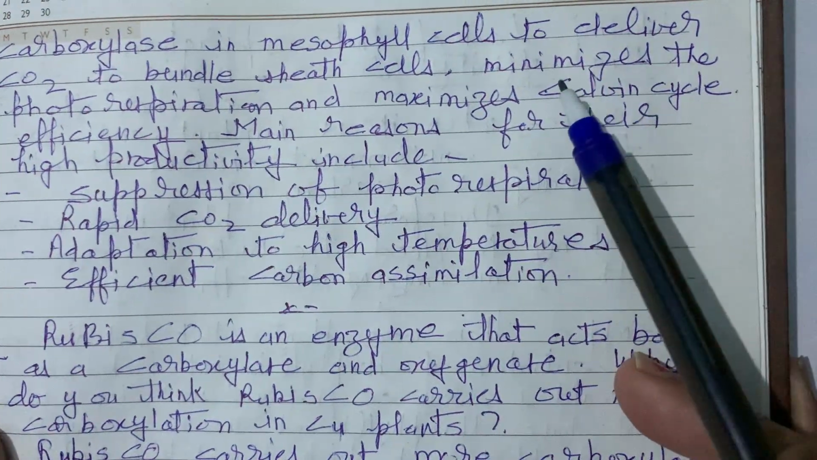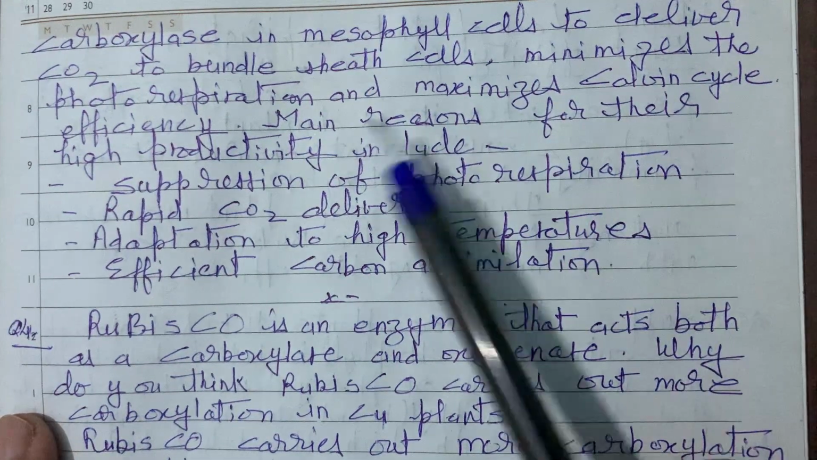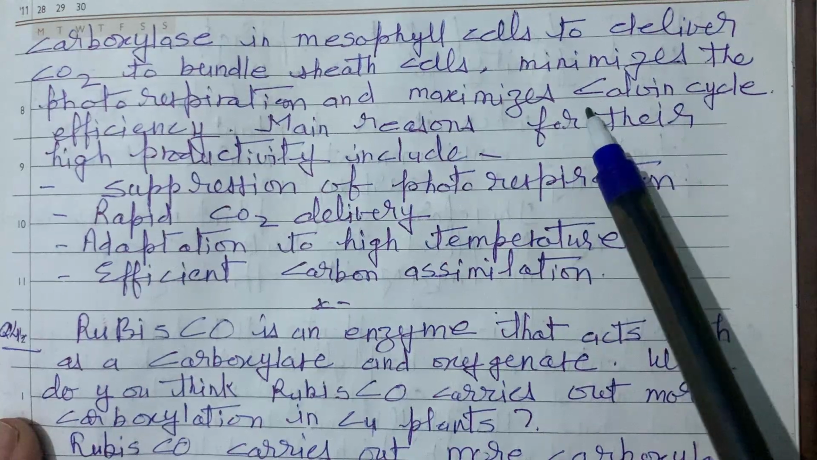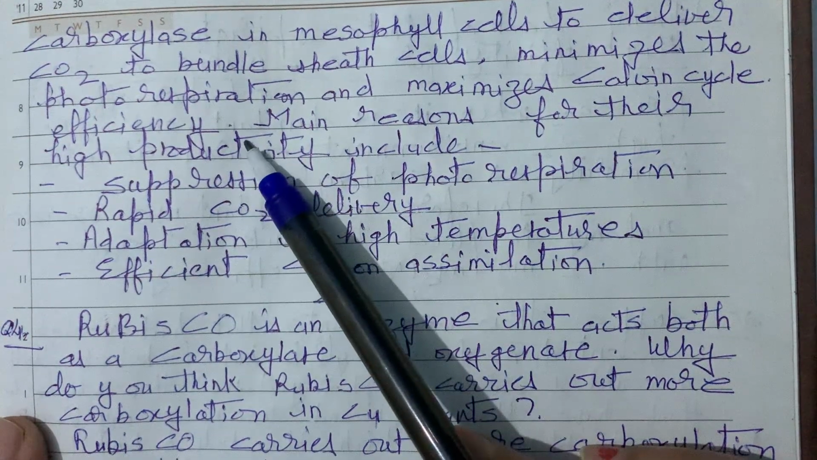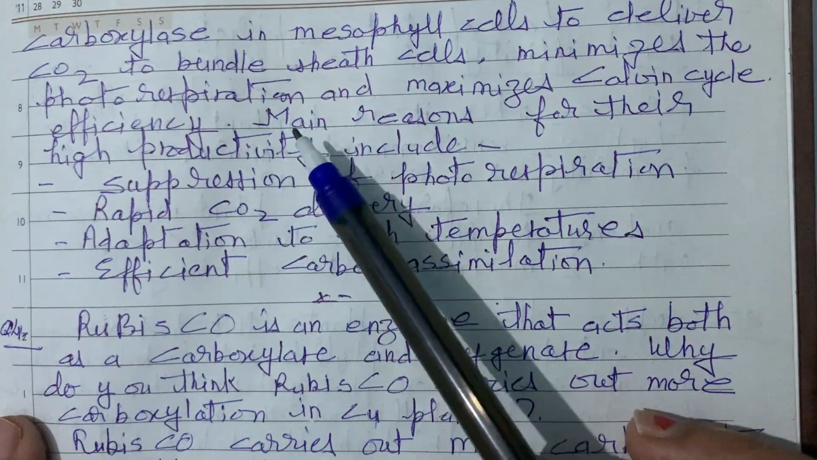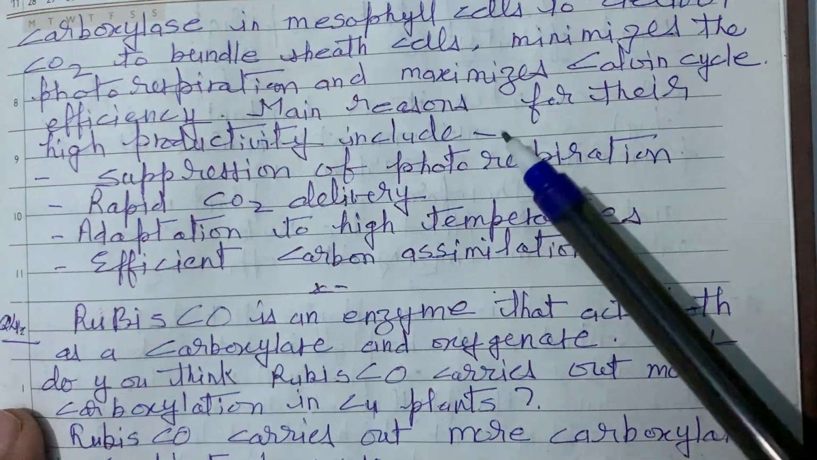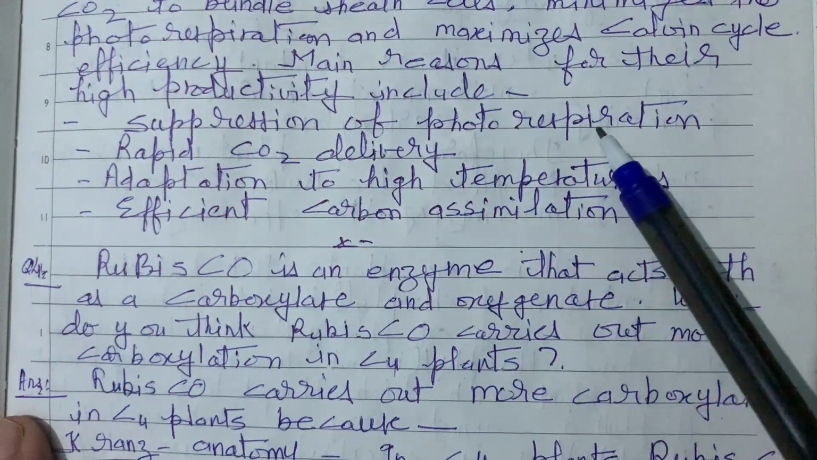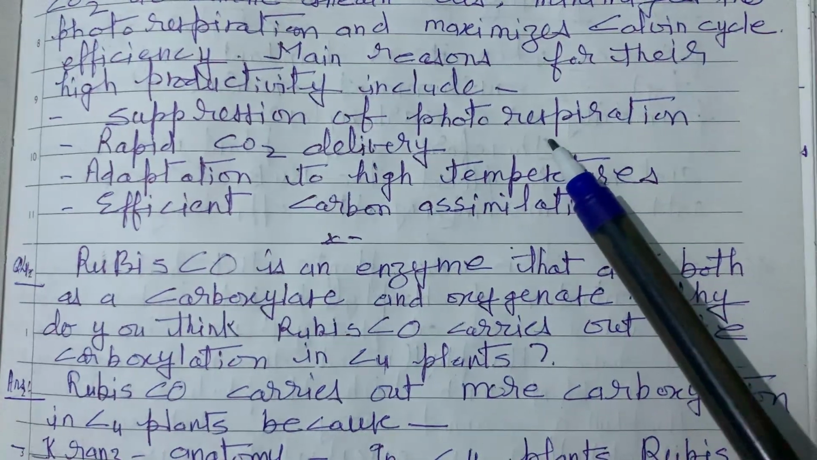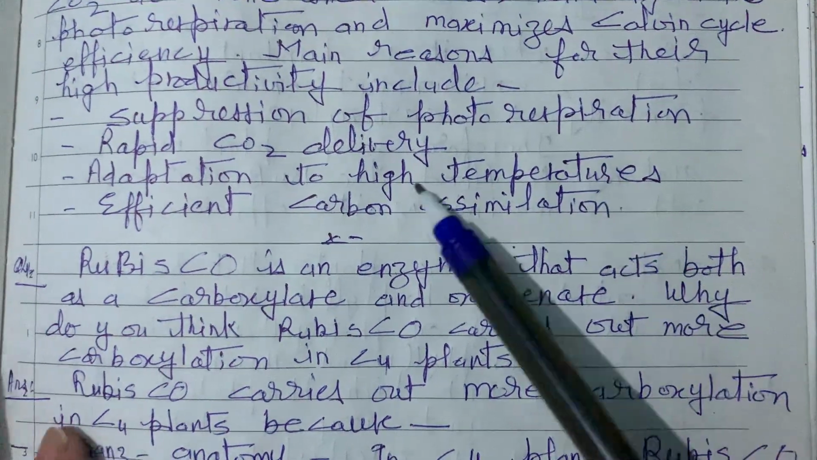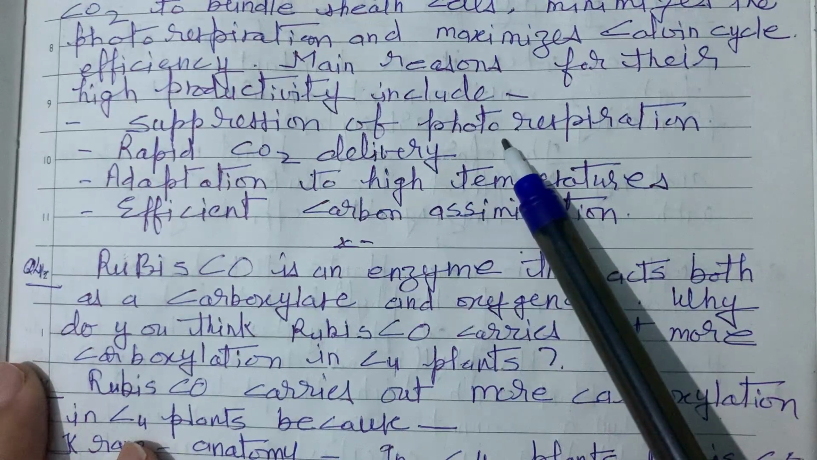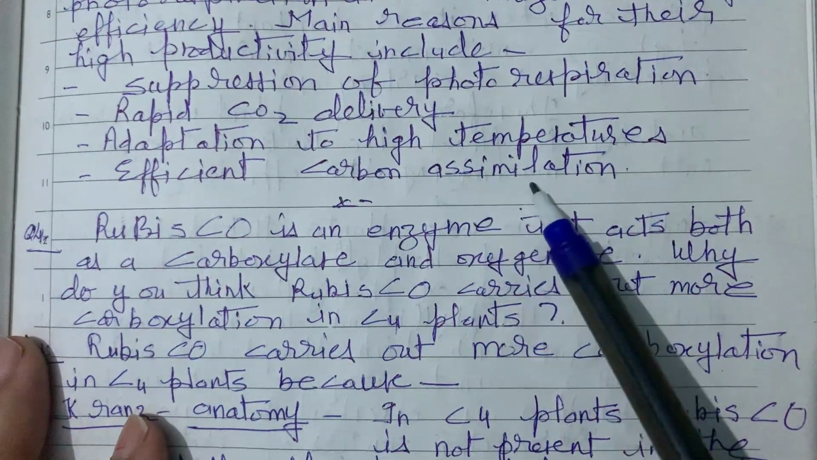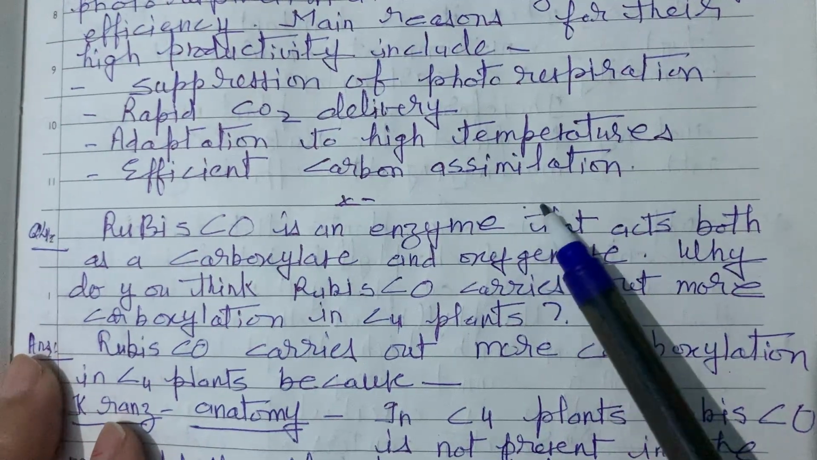It minimizes photorespiration and maximizes Calvin cycle efficiency, and the main reasons for their high productivity include suppression of photorespiration, meaning photorespiration is very low or totally absent, rapid carbon dioxide delivery, adaptation to high temperatures, and efficient carbon assimilation. I hope it is clear.